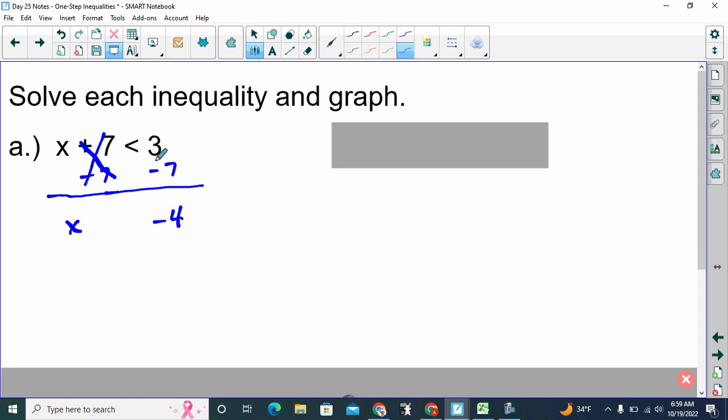And then every single step when we rewrite it, we want to decide, should I flip the inequality or not? In this case, I subtracted 7 from both sides. Even though it's a negative number, I did not multiply or divide. Therefore, we do not flip our inequality. X is less than negative 4.